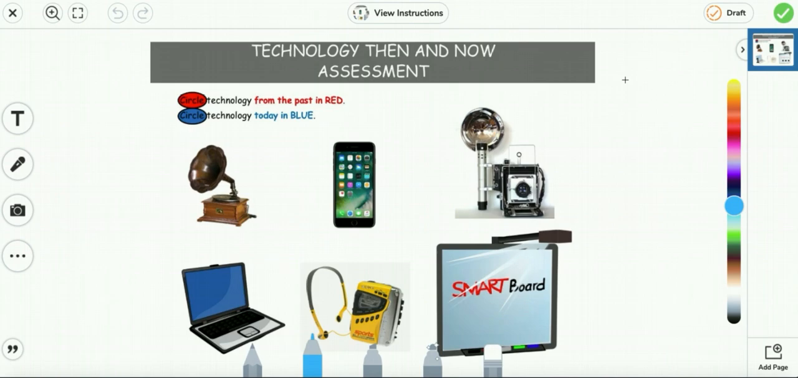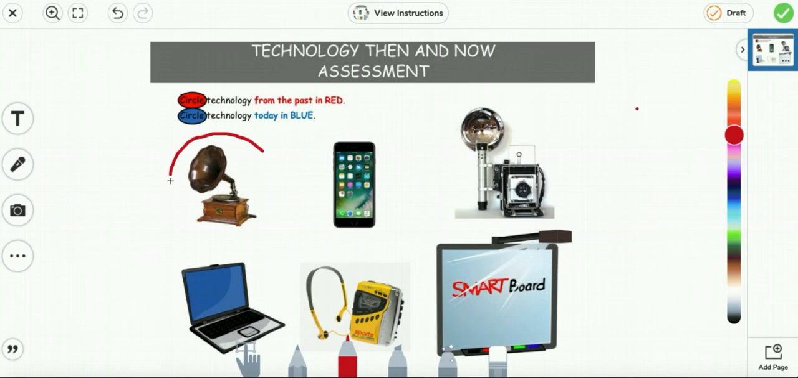We have been learning about then and now, and so here we have some pictures of technology. We're going to go ahead and circle the technology in red that we have from the past, and we're going to circle technology today in blue. So let's go ahead and get our red. So red is for the past. Which of these technology tools were used in the past?